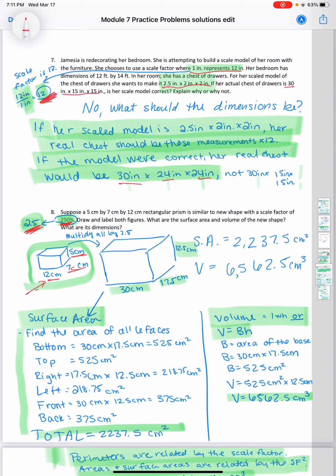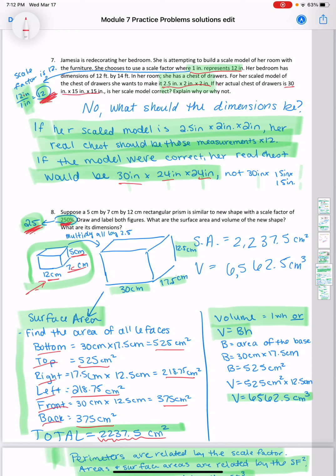Once you have the new dimensions, okay, you can find the surface area by finding the area of all 6 faces. The top, bottom, left, right, front, and back. They're all rectangles, so they can all be calculated doing base times height of that face, or length times width. Okay. And I've got those 6 calculations here. And if you add them all up, your total surface area is 2,237 5/10 square centimeters.